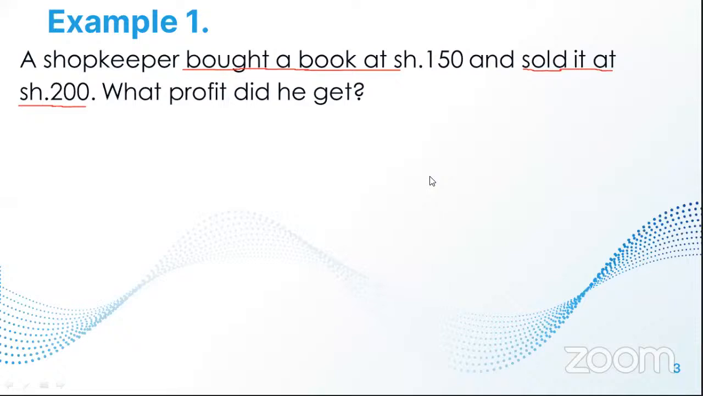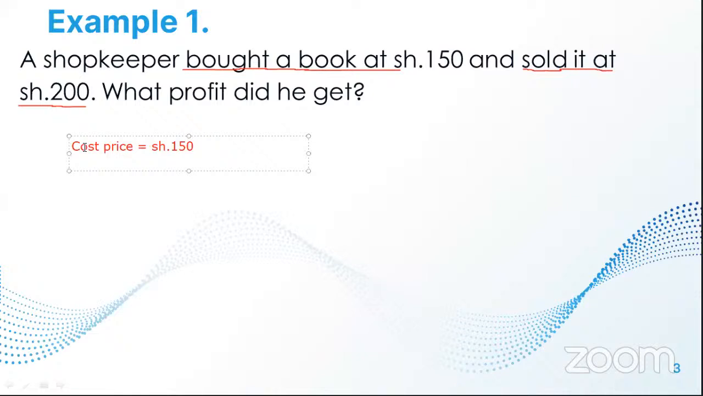Now, here you can come and summarize by saying my buying price, which we can call cost price. The money that you have used to buy something, you can call it cost price. The cost price of the book is 150 shillings. That is according to that question.